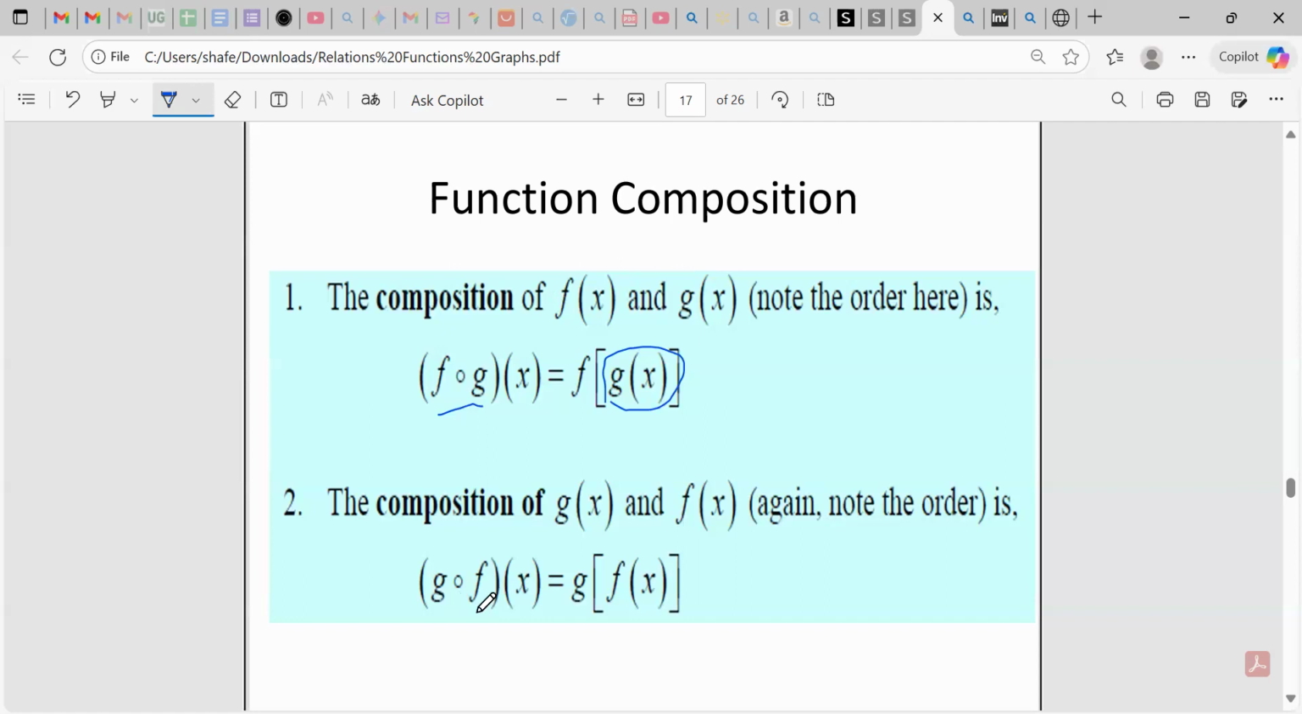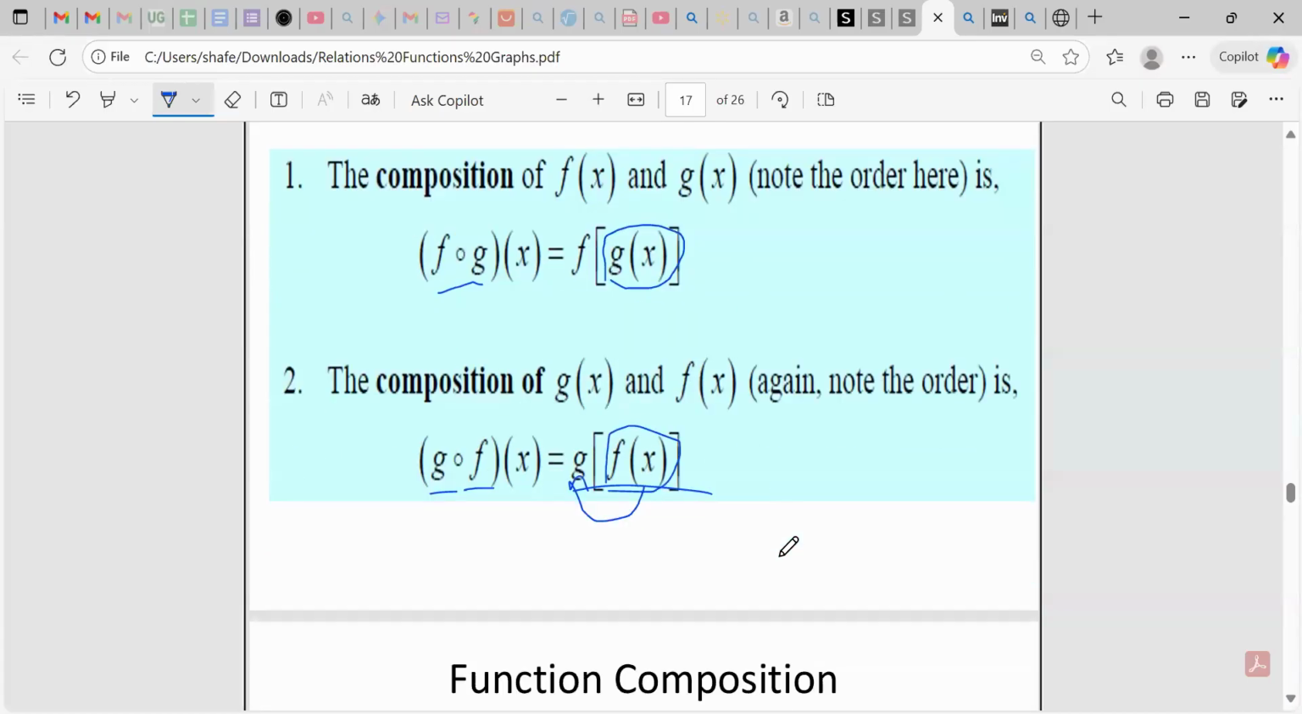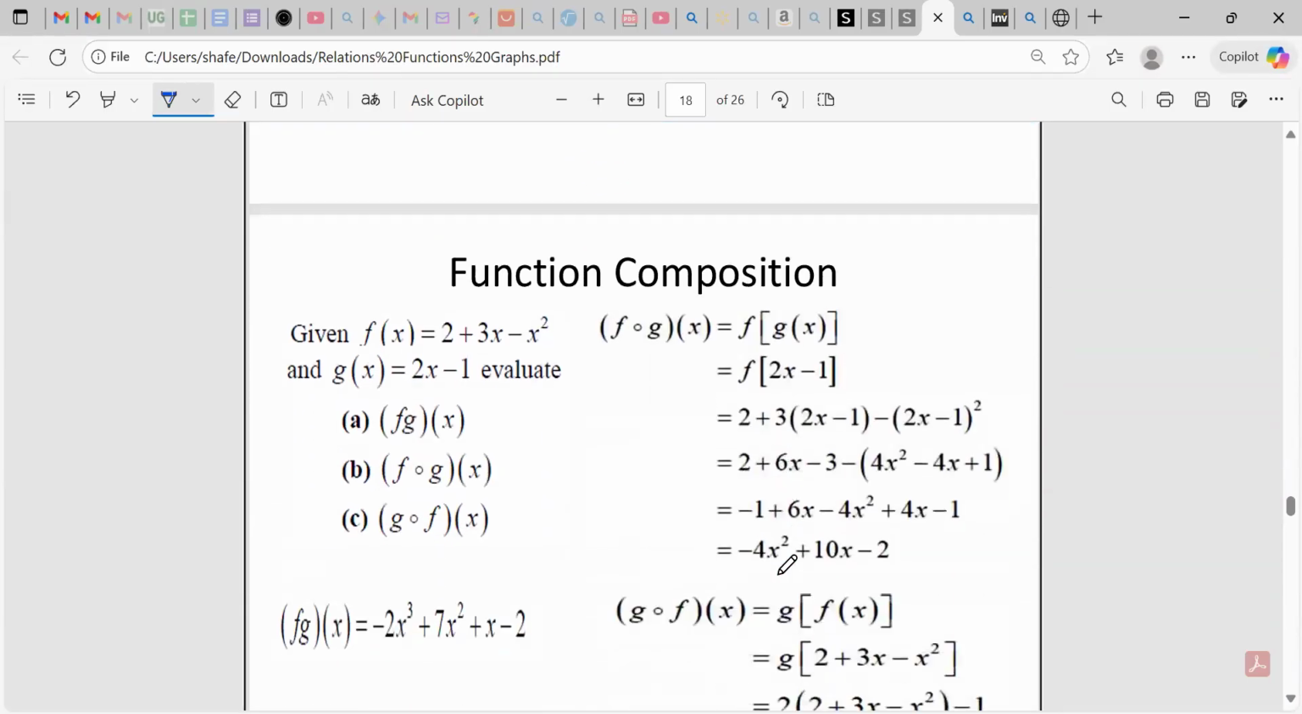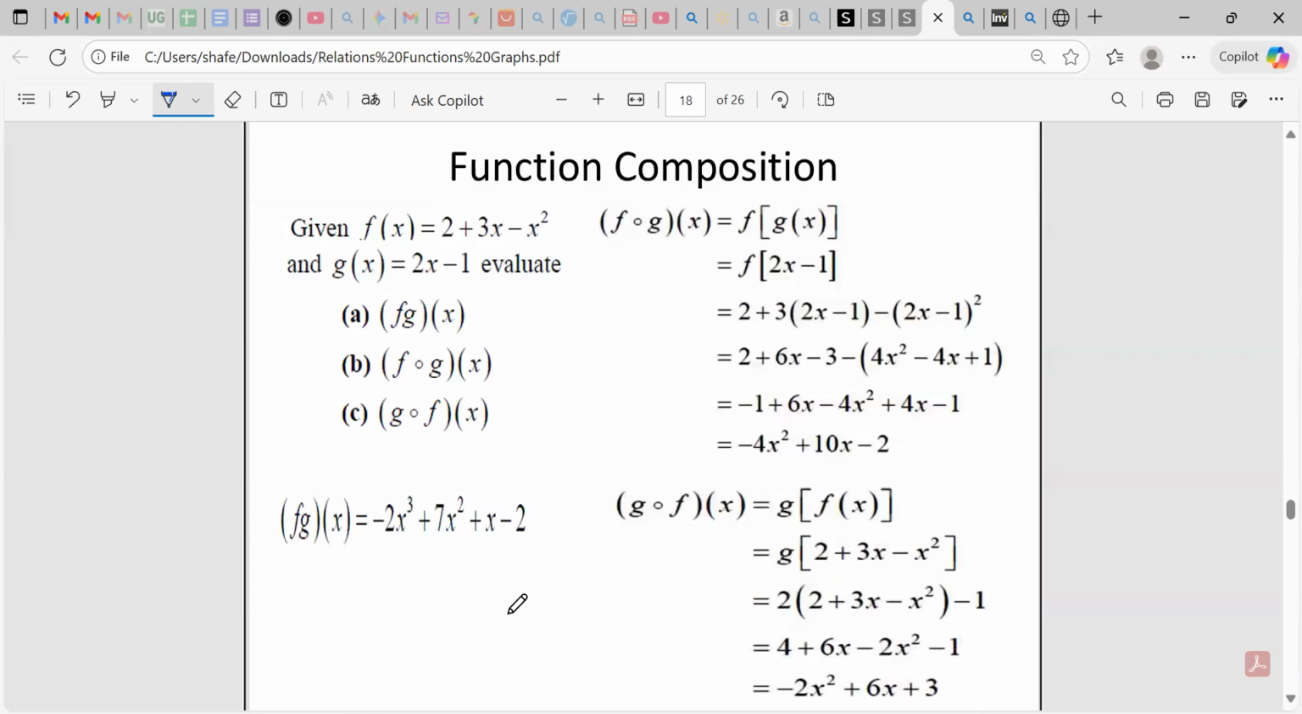In this case, f being on the inside, you perform f first, and the output of that you put into g, the outer function. And that's what you see here. You find fx first, whatever the answer is, then you put it in g, right? Function composition. And we're going to see some examples here.